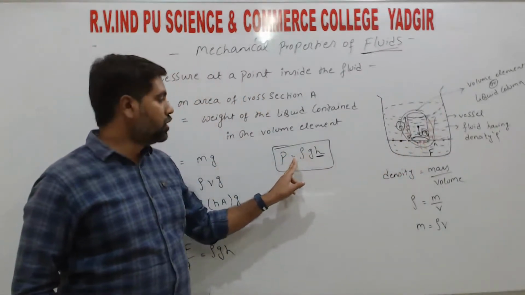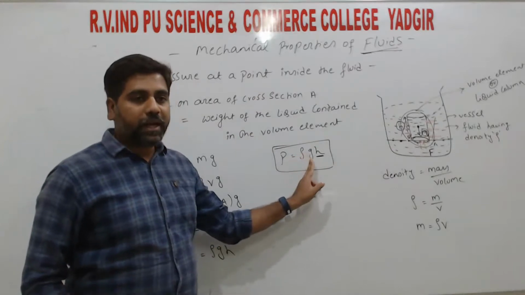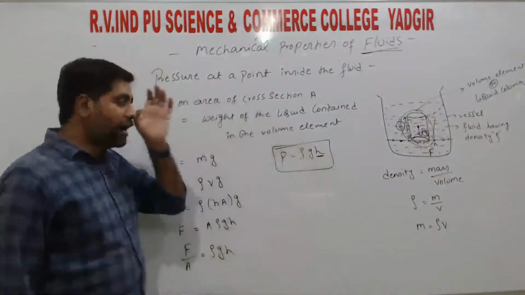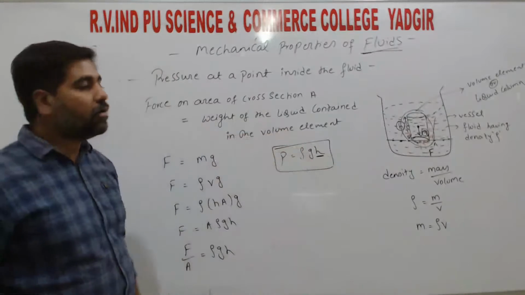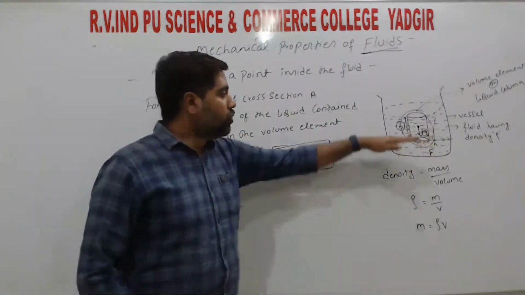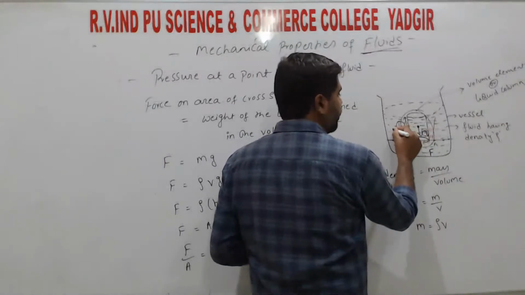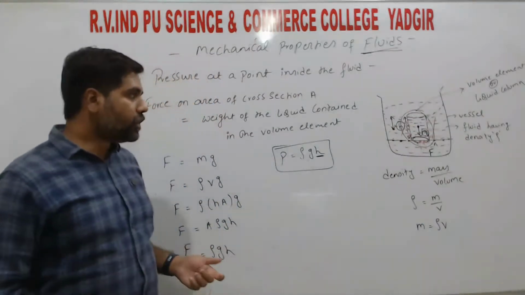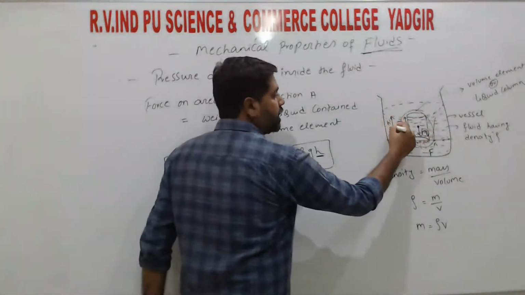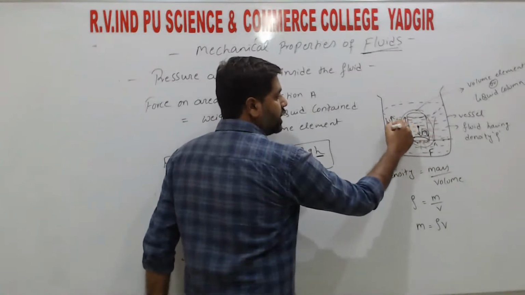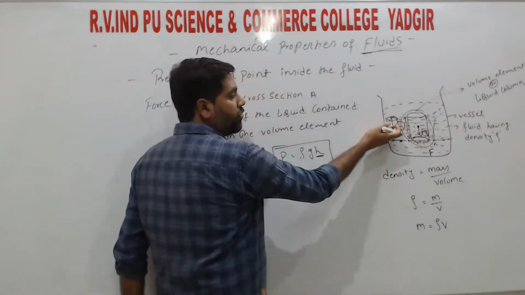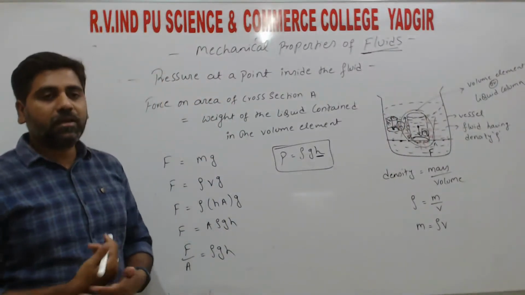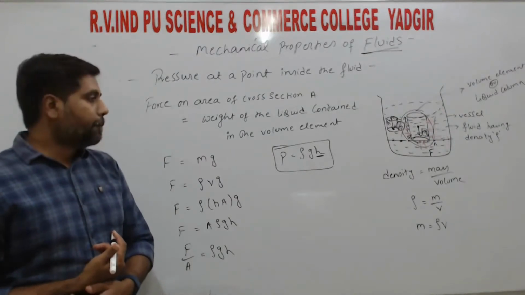So pressure is equal to density into acceleration due to gravity into height. So h is the depth, right? Here we consider the height, and since it is depth, where h is the depth, right. If we need to find the pressure at another point here, then we need to take the height h dash. Again we consider one cylindrical or volume element, then we can find the pressure at that point. That is, at a depth h dash we can find the pressure, right.